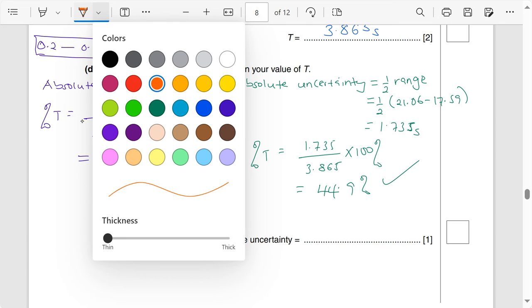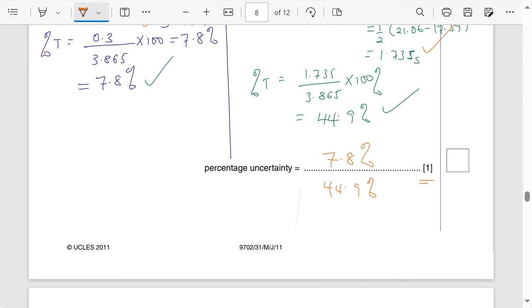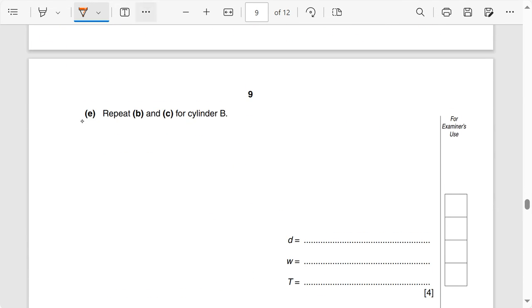So the answer here, I would write 7.8%. Or you can write 44.9%. Don't ask me why the answers are different. I say the examiner marks the method, not the answer. In the first part, the method is suggesting an acceptable absolute uncertainty. In the second part, the method is knowing that the absolute uncertainty is half of the range. That's where the 1 mark goes. So the preceding working will not be very important, although you have to complete it to write the percentage. So that is fine. Then next, repeat the procedure.